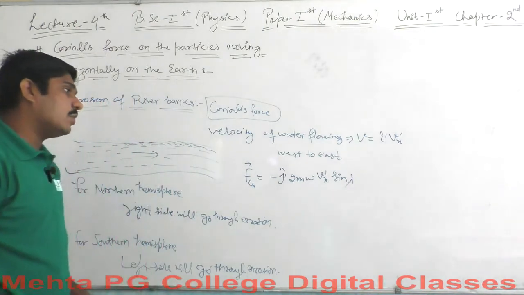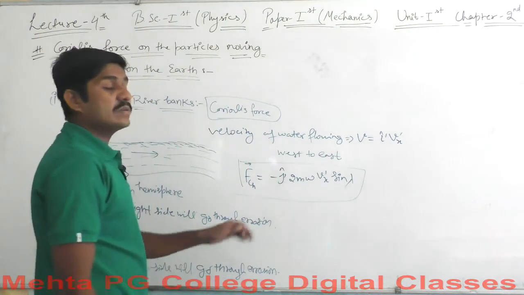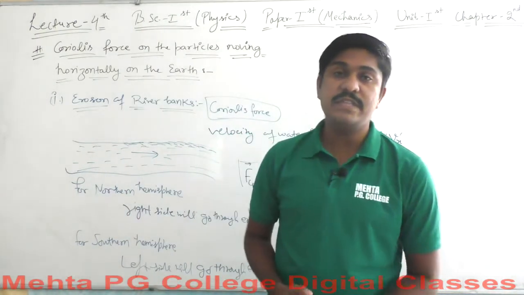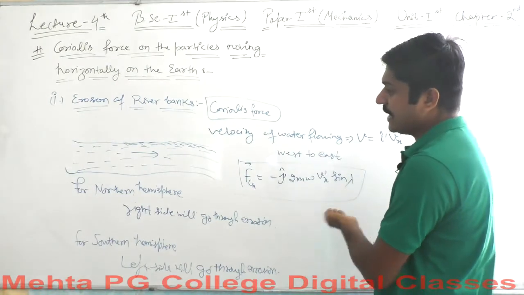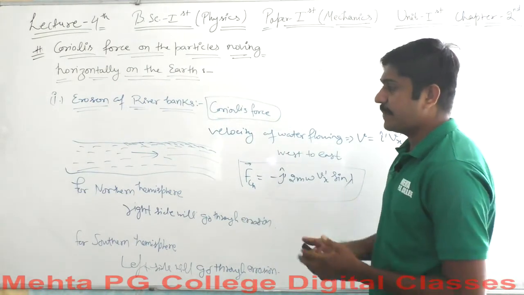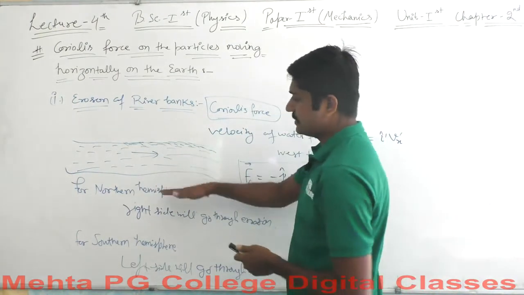Okay, so that's all what happens here. So this is the component equation. You just need only this one equation here, and with this equation you can say that for the northern hemisphere this equation will give you the direction of the right side of the river bank. Let's say, for example, this is the right side here.